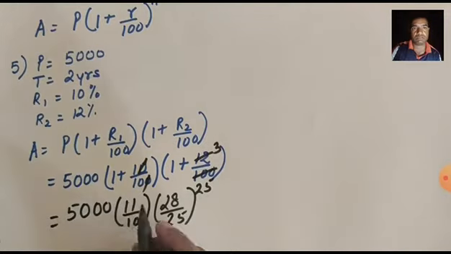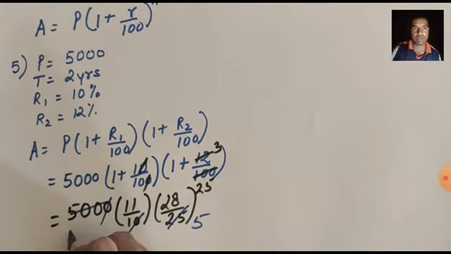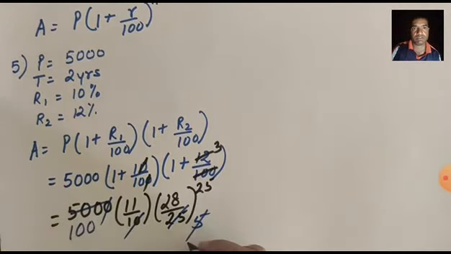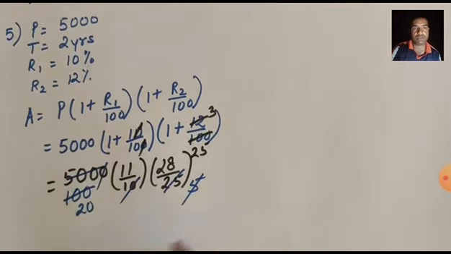Now we can solve this. Zeros get cancelled. 5 into 25 is 125, and 100 divided by 5 gives 20. Then 20 into 11 into 28, which we can calculate, will be 6160. So the amount will be 6160.